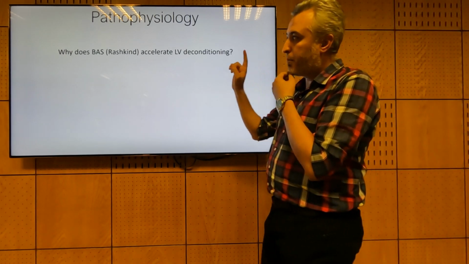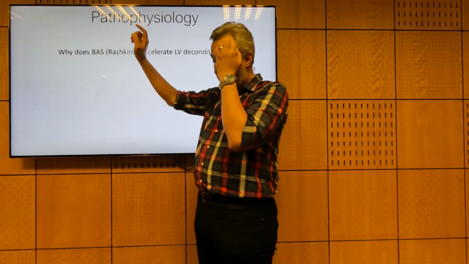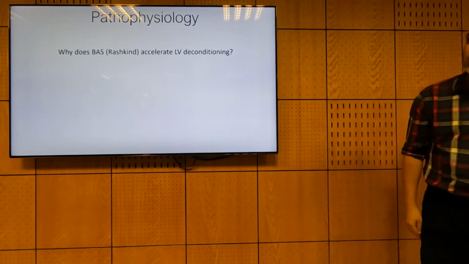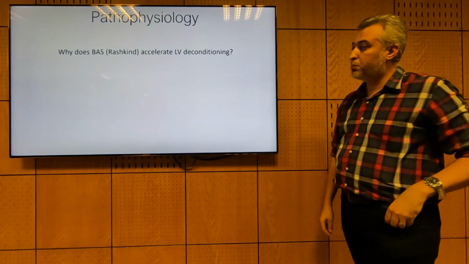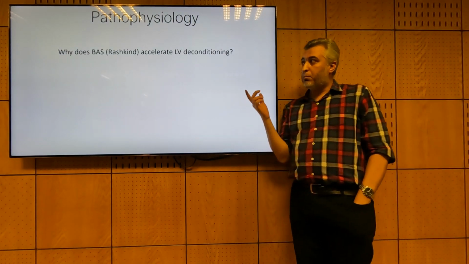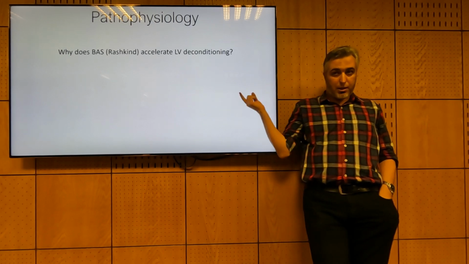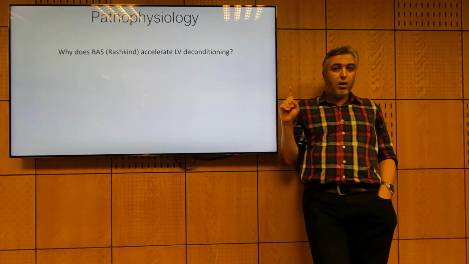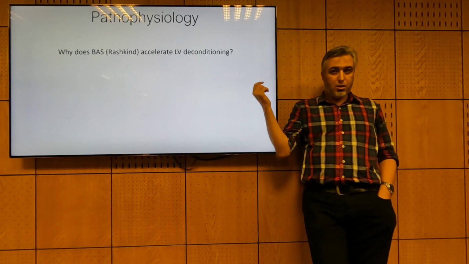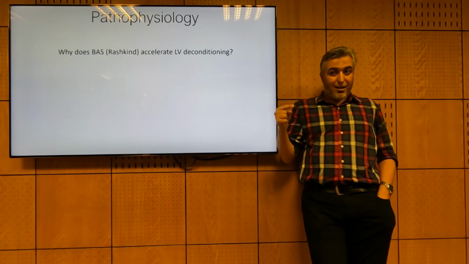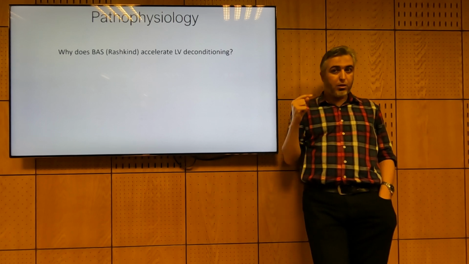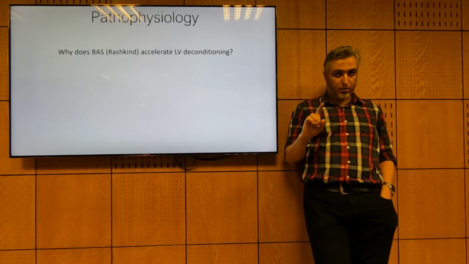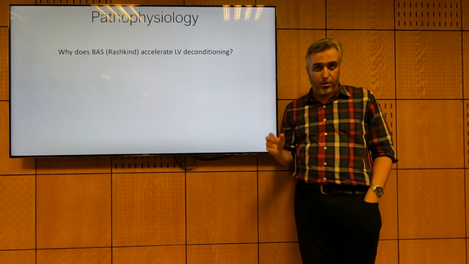So this is called balloon atrial septostomy, or Rashkind, after the interventionist who described it. This balloon atrial septostomy does save lives. But then we've noticed something: if patients get balloon atrial septostomy, the LV starts deconditioning a lot quicker than patients who did not have the balloon atrial septostomy, which is actually quite weird.